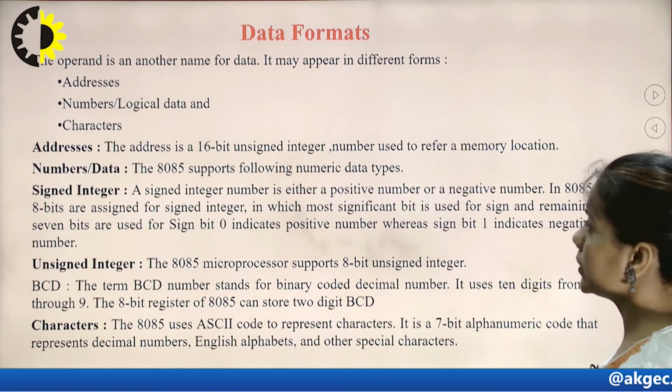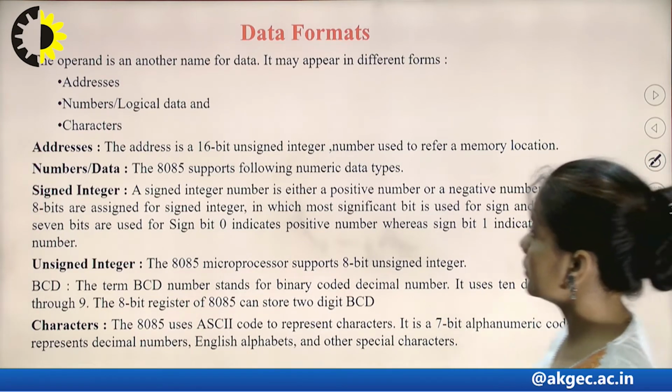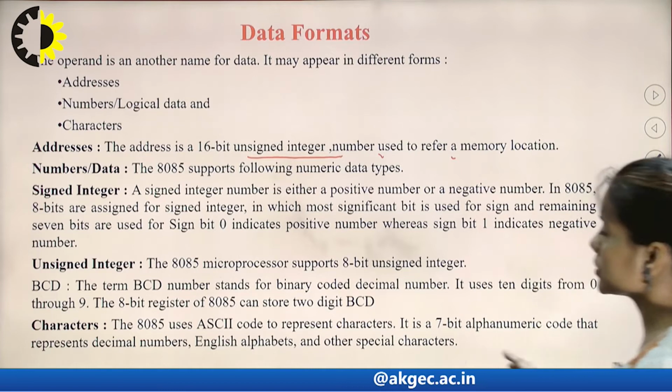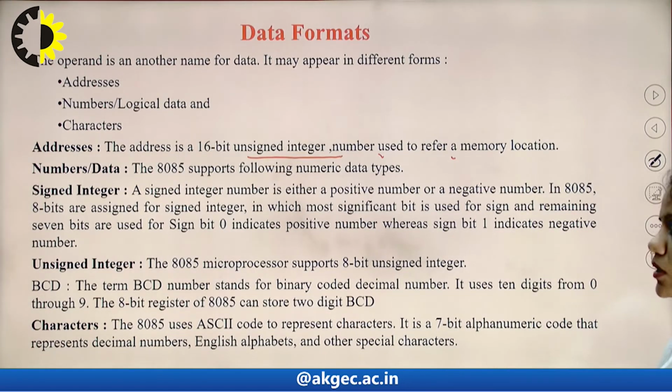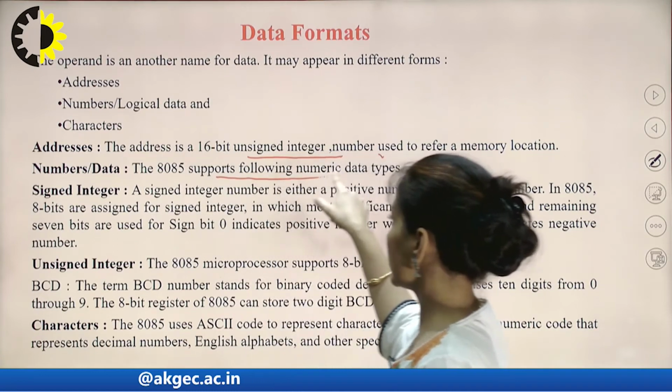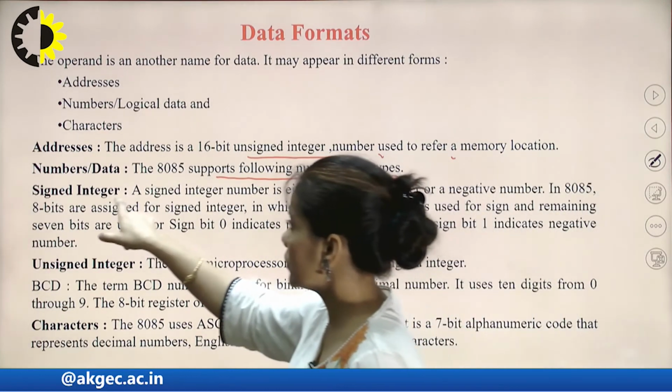Now the data formats. The address is a 16-bit unsigned integer number used to refer to a memory location. These are some important terms which we should know. So when we talk about numbers or data, the 8085 supports the following numeric types. Which are the numeric types?